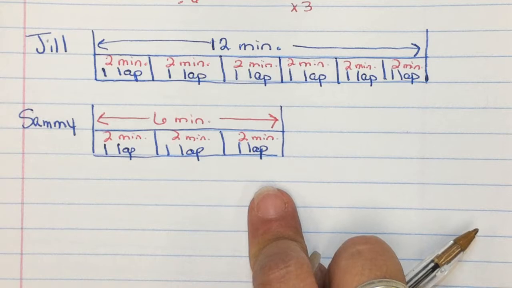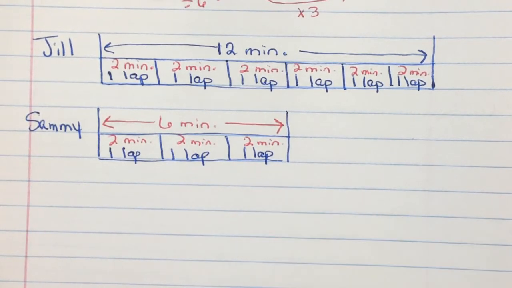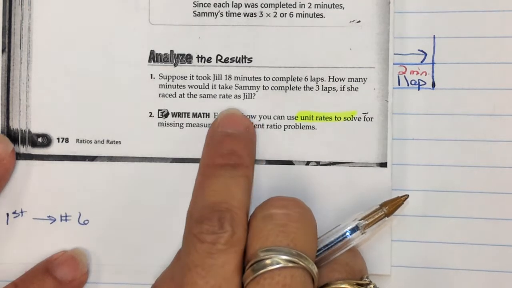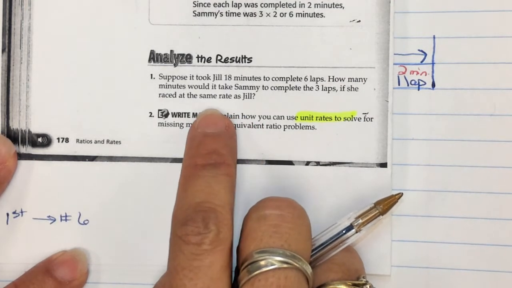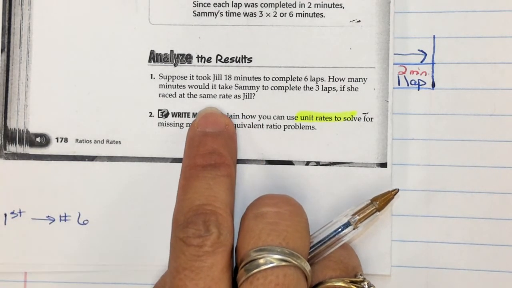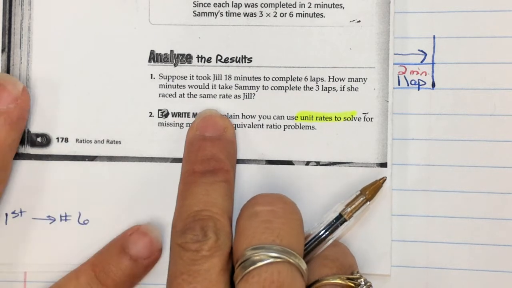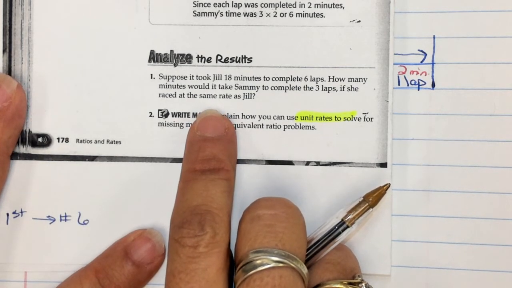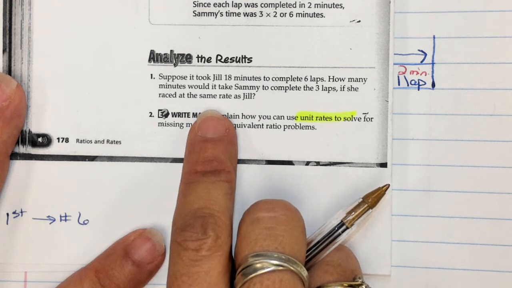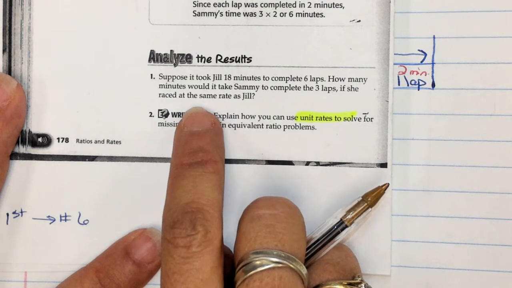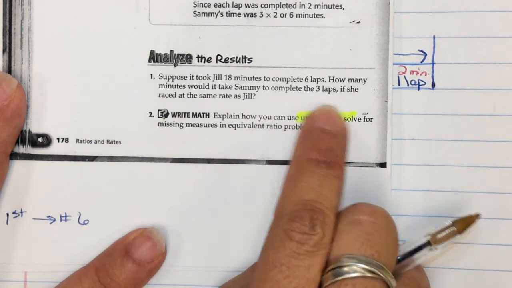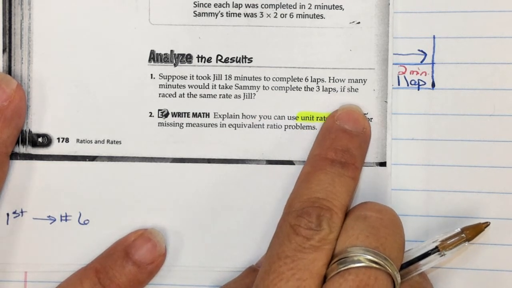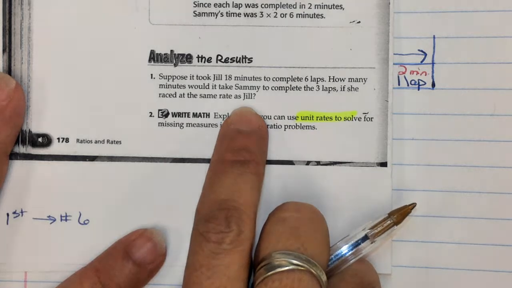Okay? So, let's do number 1 down here on the bottom of 178. This is the actual classwork homework. So everybody kind of see where I'm at down here? Okay. Number 1 says, suppose it took Jill 18 minutes to complete 6 laps. How many minutes would it take Sammy to complete 3 laps? If she raced at the same rate as Jill.